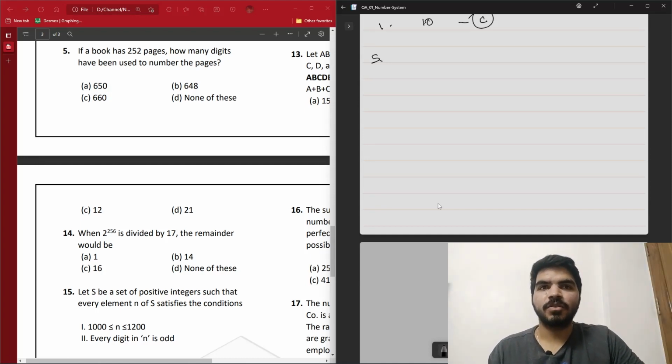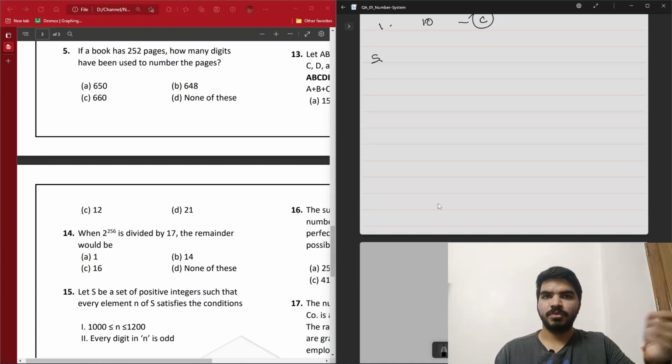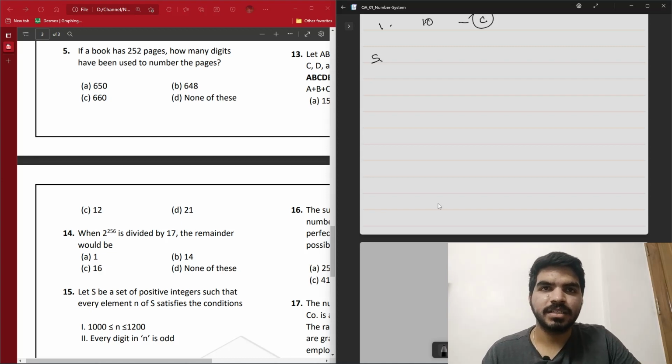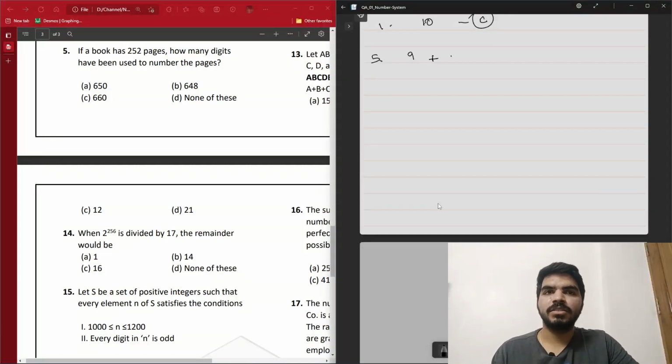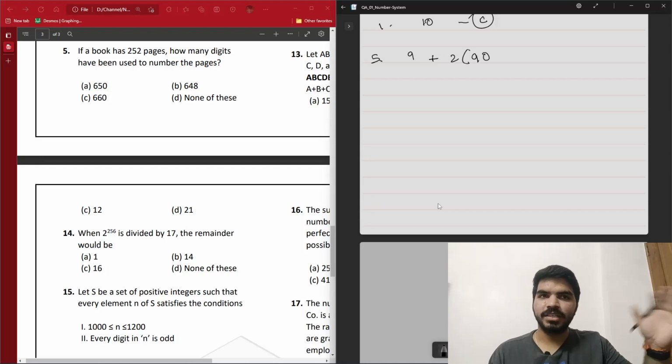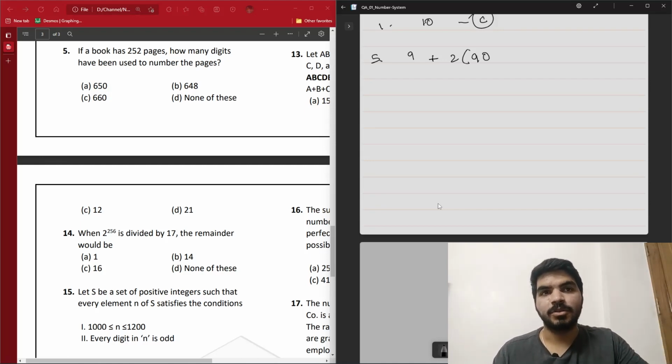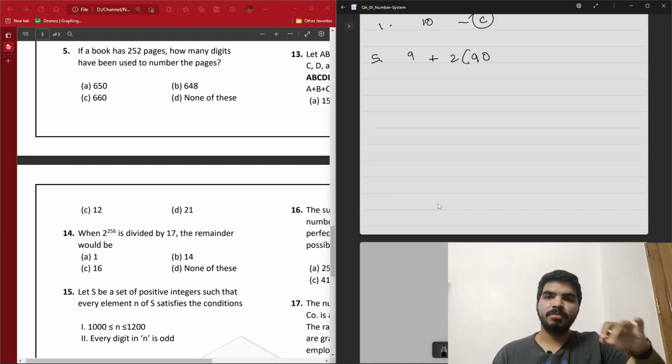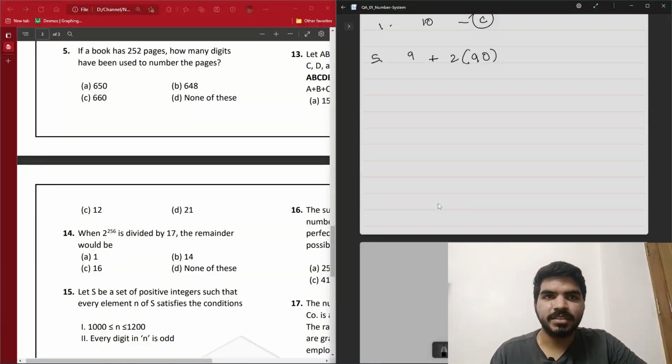First, a book starts from 1 to 9. That means 1, 2, 3, 4, 5, 6, 7, 8, 9. These are the single digit ones. Plus, for double digits, 2 into 90. From 10 to 99, there are 90 numbers, because after 9, there will be 90 to make it 99. That means 90 numbers with 2 digits.